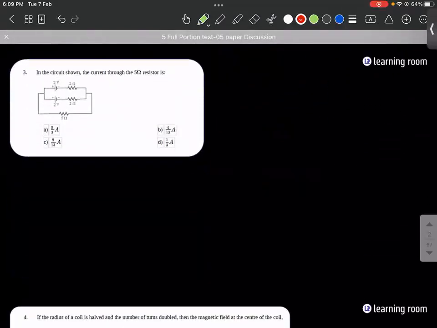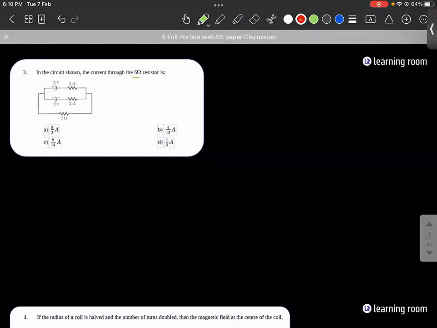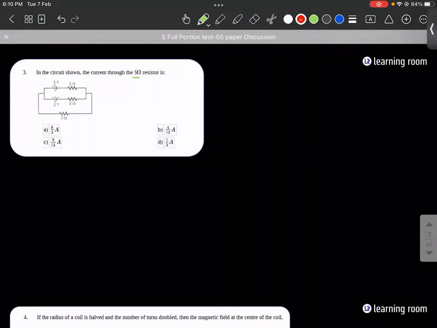So in the circuit shown, the current through the 5 ohm resistor is, what is the answer? Guys, how to solve? What is the answer? So I said 1 by 3. 1 by 3 is correct. 1 by 6 is not right. Oh, sorry, 1 by 3 is correct. Yeah, how did you get it?